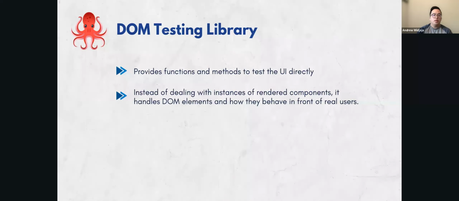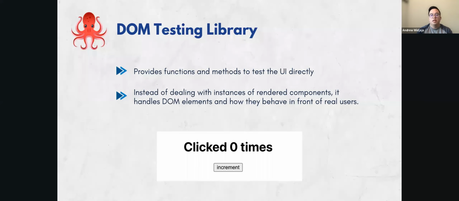And on top of Jest, we can use the DOM testing library. The key goal of testing library is to bring the tests as close to the user as possible by providing functions and methods to test the UI directly. So instead of dealing with instances of rendered components, it handles DOM elements and how they behave in front of real users. So this empowers us to conduct more powerful test cases while keeping the user experience as top priority.